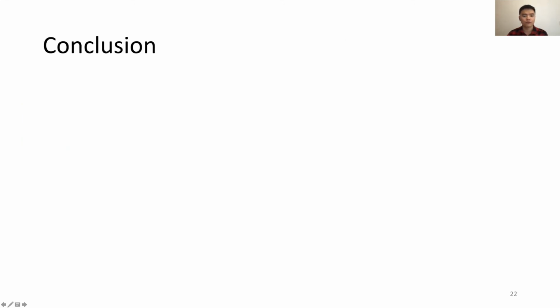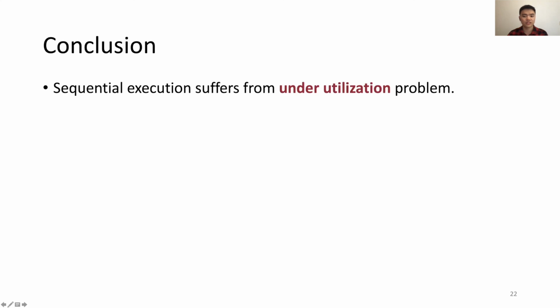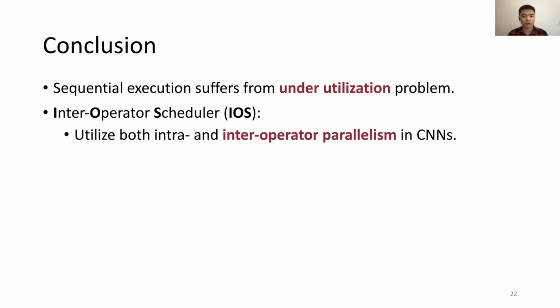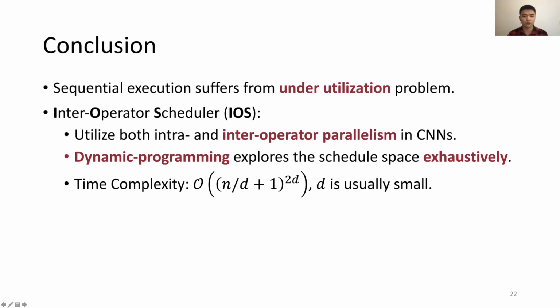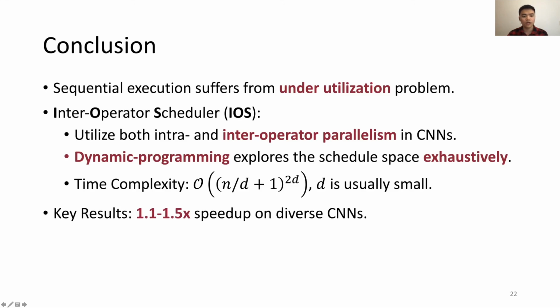In conclusion, we found that sequential execution suffers from underutilization problem, especially for a small operator on a powerful GPU. We propose an inter-operator scheduler to utilize both intra and inter-operator parallelism. We employ dynamic programming algorithm to explore the schedule space exhaustively, and prove that the time complexity is only exponential in the width of the computation graph, which is usually small, making the exhaustive exploration practical. IOS achieves 1.1 to 1.5 times speedup compared to the state-of-the-art libraries.